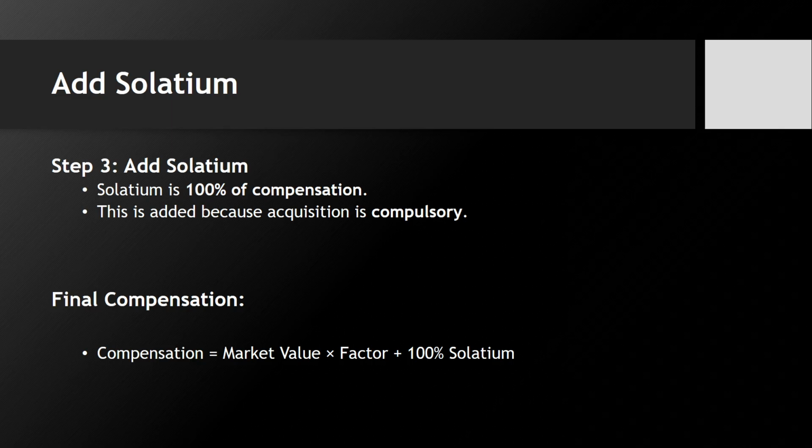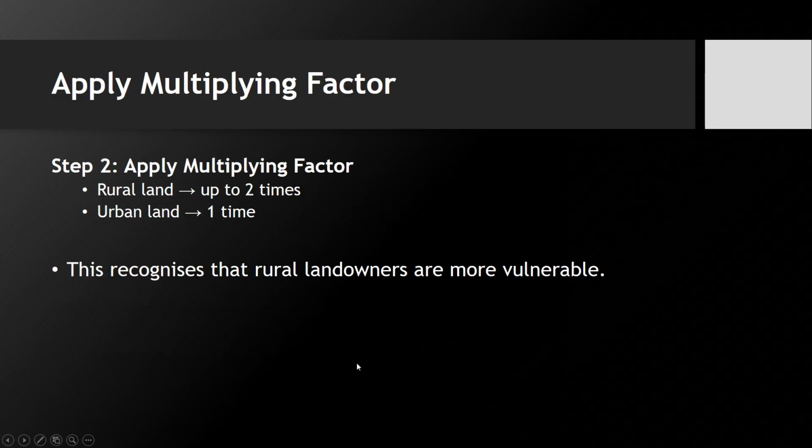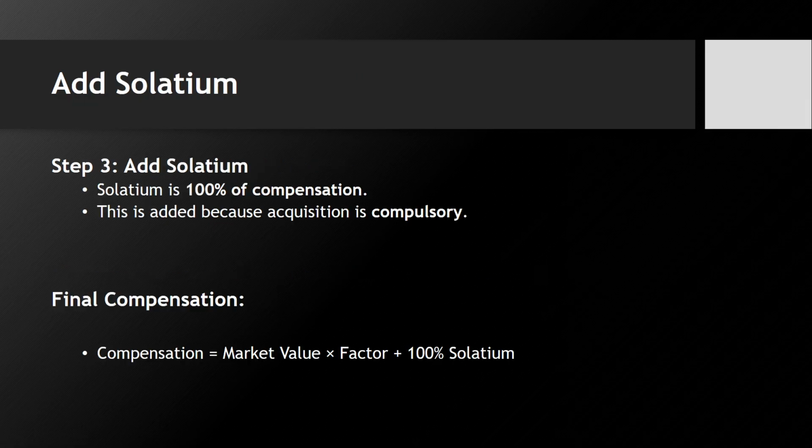Okay, so what we are doing, we are giving them 100% compensation. So how will we calculate the compensation? The final compensation is calculated by this simple formula. Compensation is equal to the market value that we will assess, that we will calculate, then a multiplying factor, which I have discussed here, step 2, and 100% of solatium.